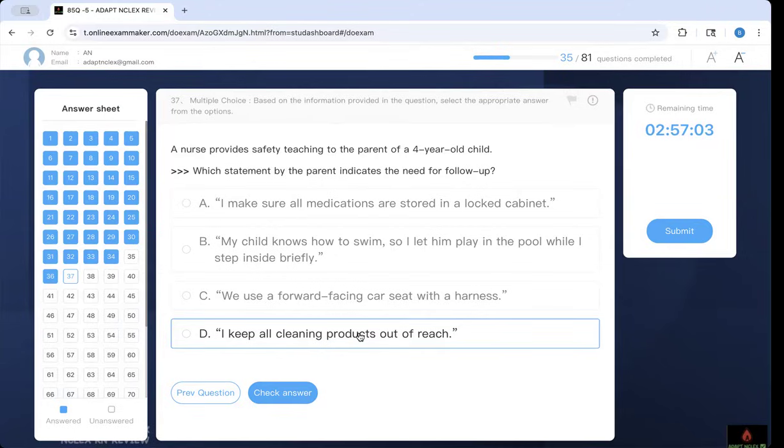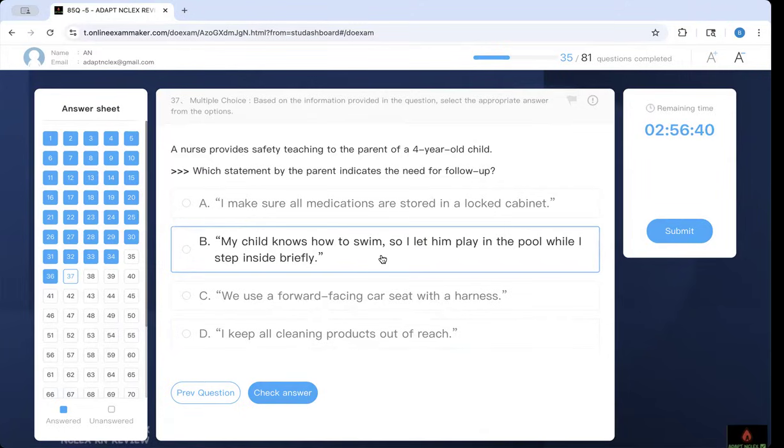We use a forward-facing car seat with harness. I keep all cleaning products out of reach. Which of these in a 4-year-old's house should you intervene? What do you think? Put down your answer. Let me know. I will make sure all medications are stored in the locked cabinet. It's a safety issue that has been achieved. If you walk away because your kid can swim, he's going to drown. Forward-facing for a 4-year-old is acceptable. Or cleaning products out of reach, that's good. Number 2, bad safety.